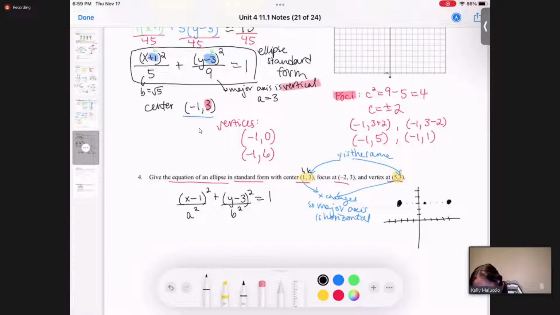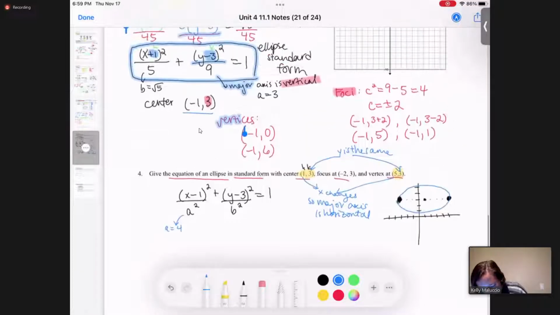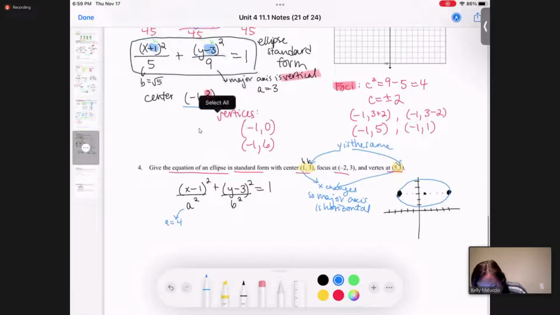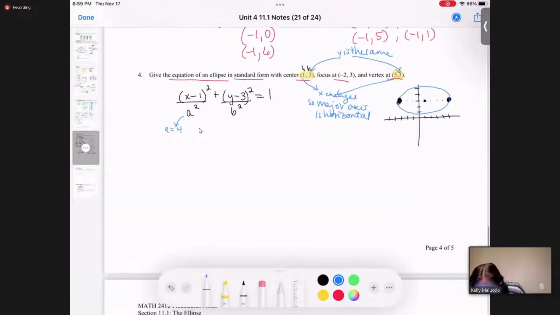It'll look something like this, I don't know how big. So these are the vertices, and that tells me that a is 4, so a squared is 16. So that means my equation goes to (x minus 1) squared over 16.